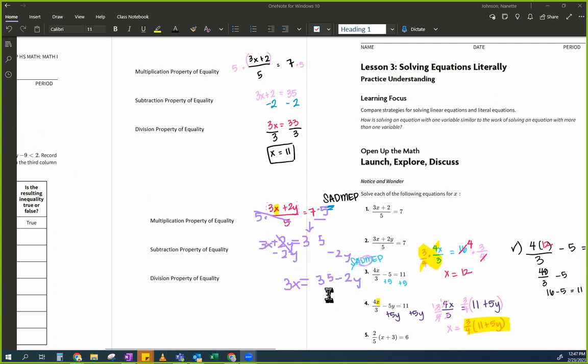Oh, there's a difference right there, though. 35 minus 2y isn't 33. Did you guys all see that? Yeah, 35 minus 2y is... I know this sounds weird, but it's 35 minus 2y. Right? I know you guys want to put 33y. No, it's not. It is not. So keep going. Keep it going.